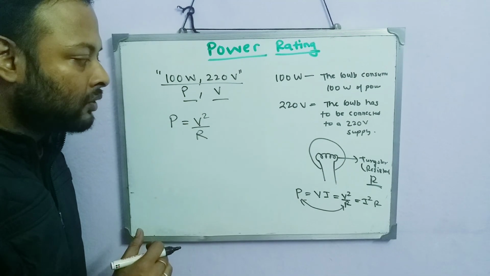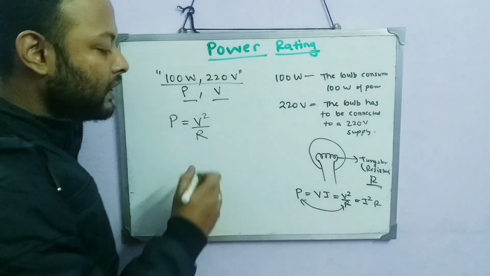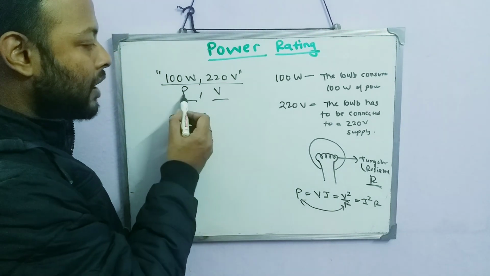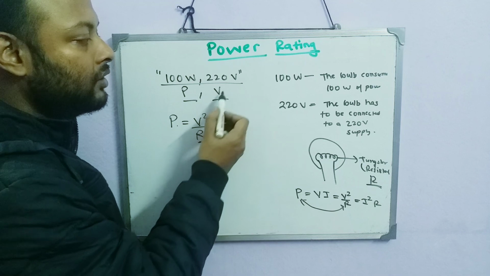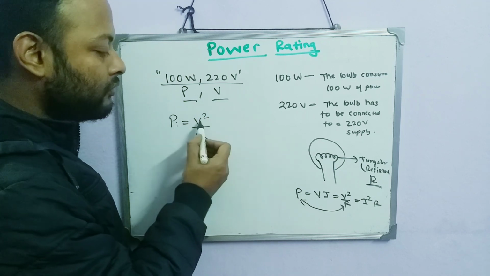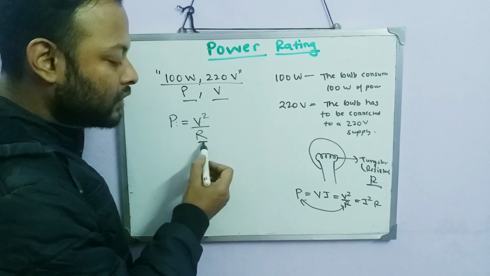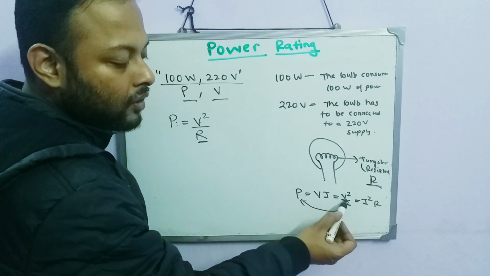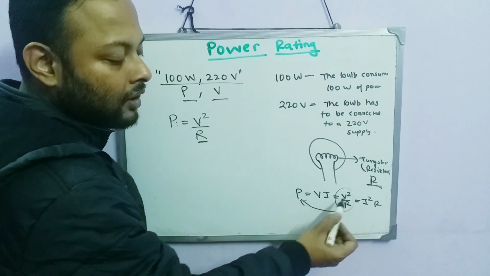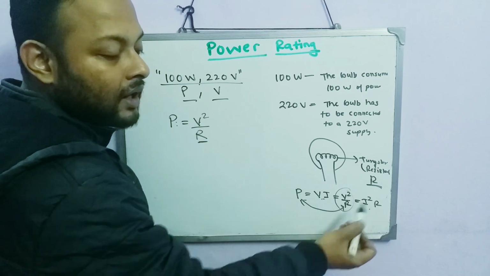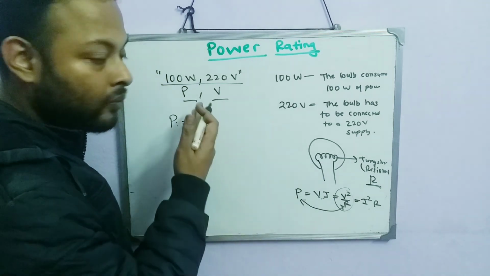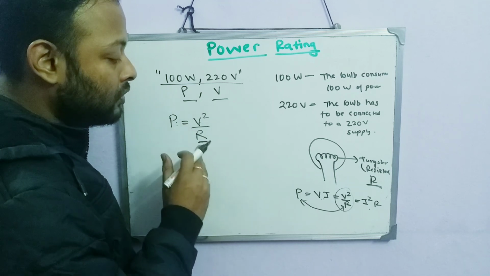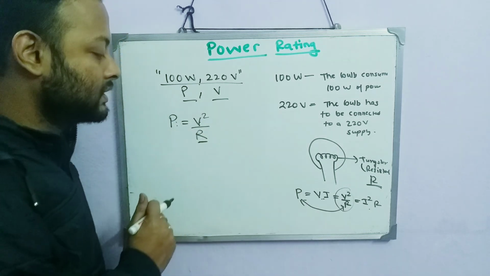Why will I use this formula? See, what do I need to find? Resistance. What is given to me? Power. And what is also given to me? Voltage. So if power and voltage are given and I am asked to calculate the resistance, obviously the best option is to go with this formula, because in the other formulas current is needed, and nowhere is current provided to me. So I will use this formula to get the value of resistance.